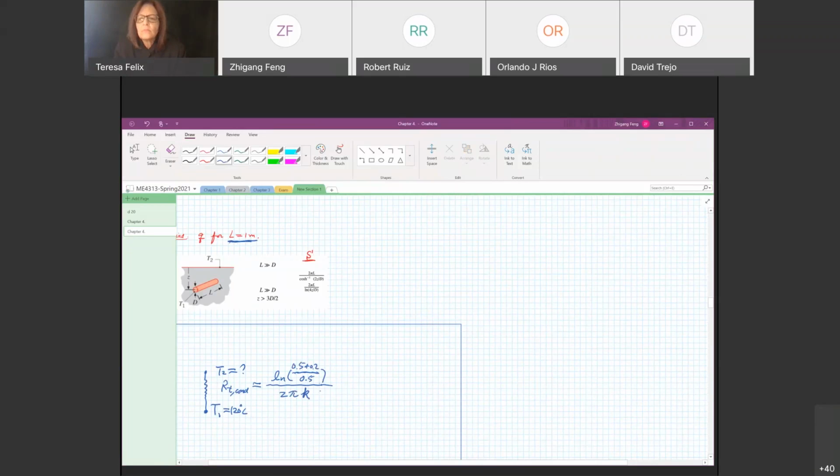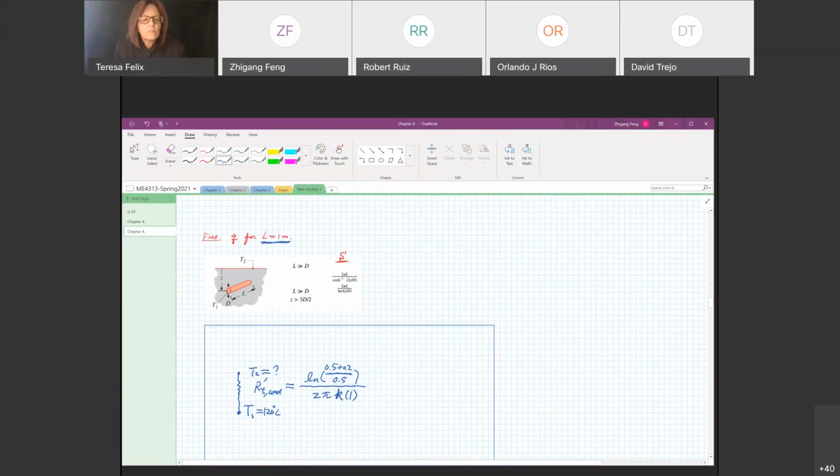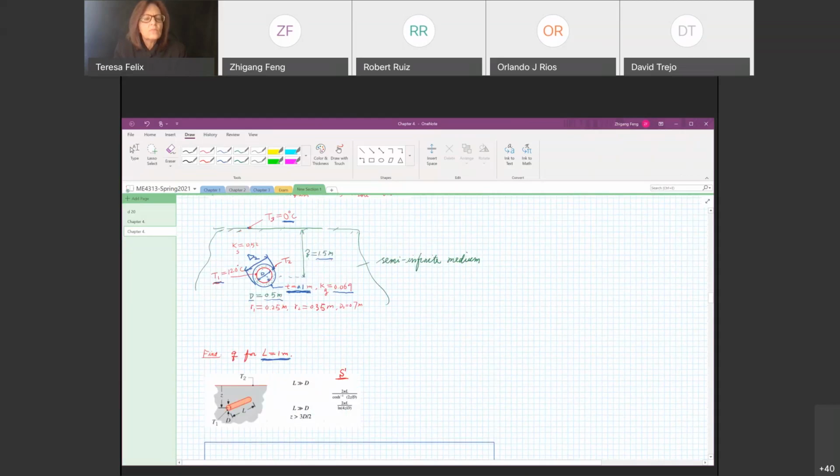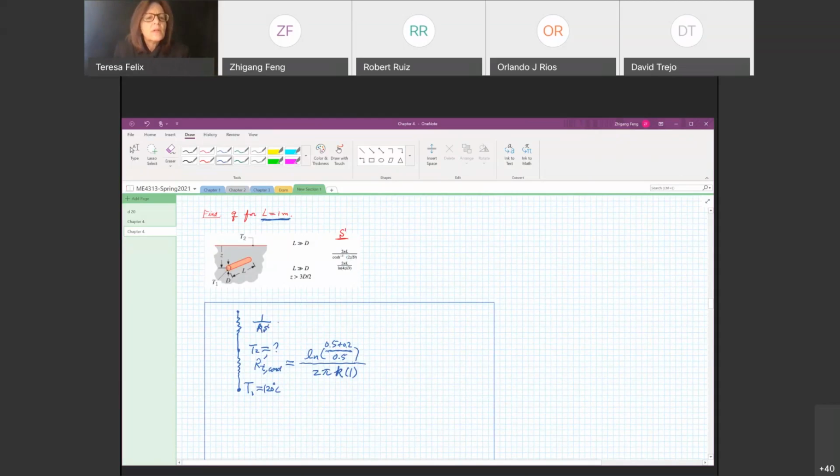So we just make L equal to 1. Okay. So that's a resistance per unit meter. And from T2 to T sub S, that's the resistance which can be calculated using the shape factor S. So that's the resistance of the conduction in the earth, okay? And that we have T sub S equal to 0 Celsius.